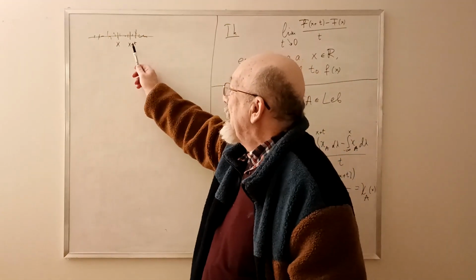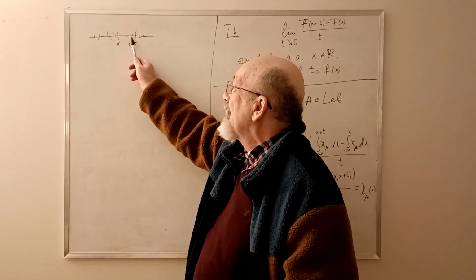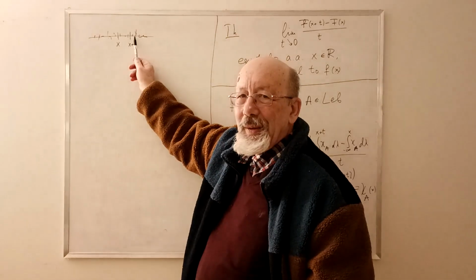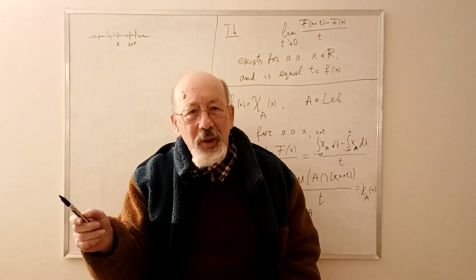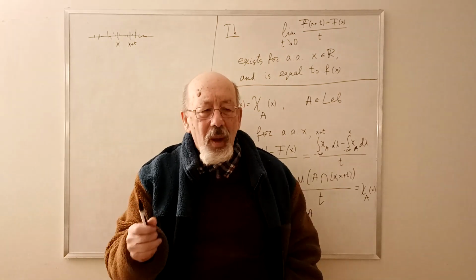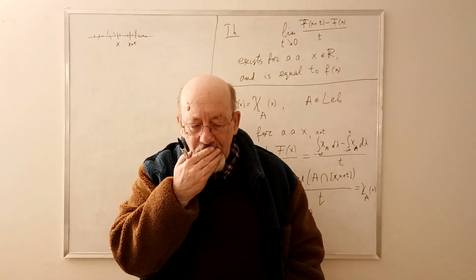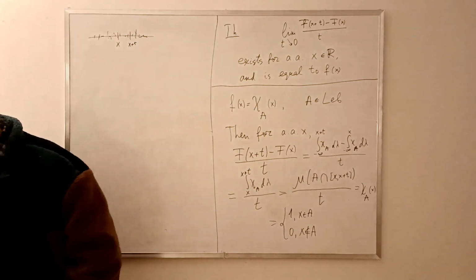This means that if you take t positive but small, then the mean density here will be close to 1. Yes, close to maximum, or close to 0, close to minimum. But nothing in between. This is a really important theorem.